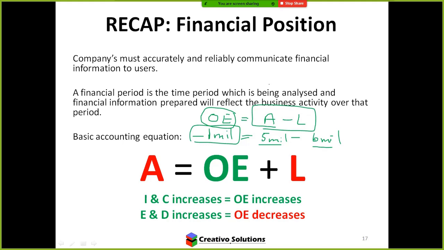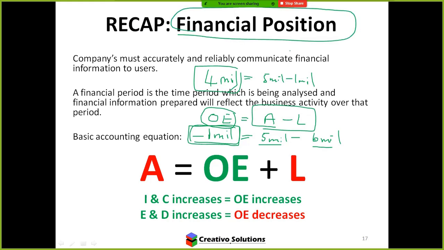If you look at a different individual, let's say this individual has 5 million in assets and 1 million in liabilities. Good or bad position? Good, because now you actually have some owner's equity. You have some worth. This individual has a net worth of 4 million. This individual has a net worth of minus 1 million. Do you see the difference? So financial position is looking at good or bad at a point in time.